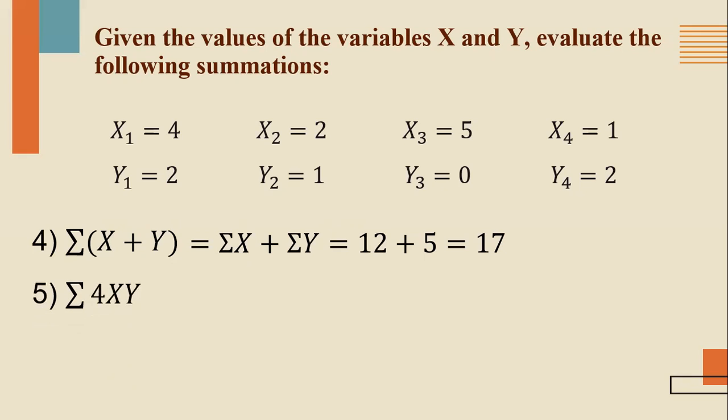Number 5, we will have the summation of 4xy. This means we will multiply the summation of x and y and then multiply by 4. The summation of xy based on number 3 is 60. So 60 multiplied by 4 is 240.